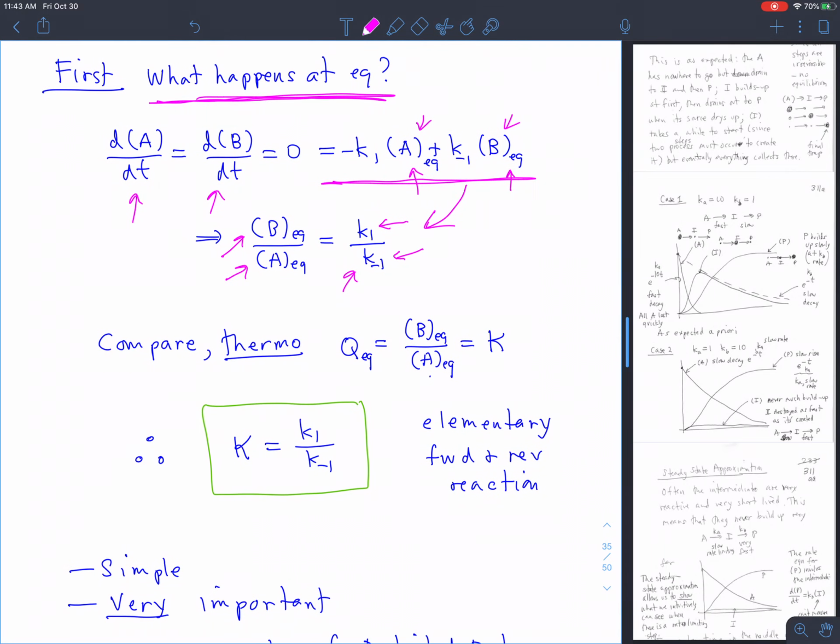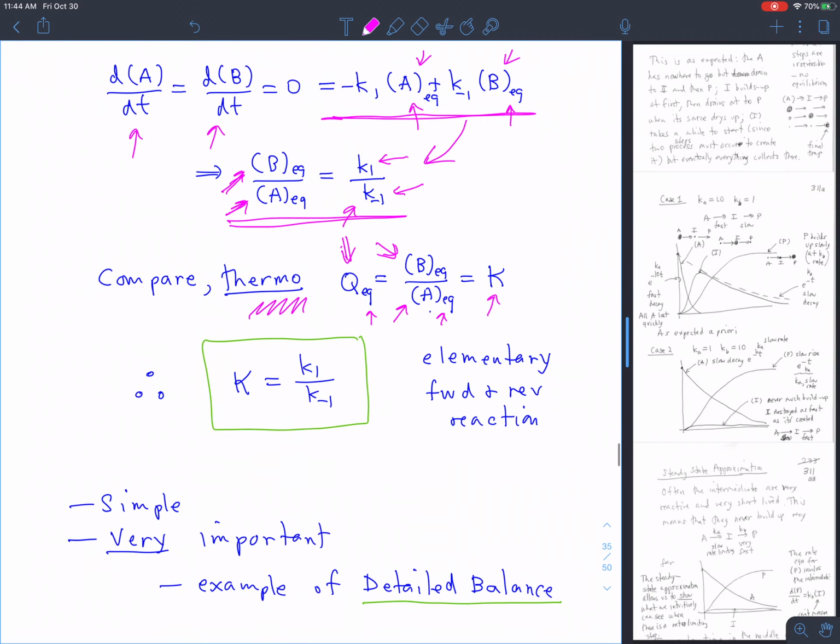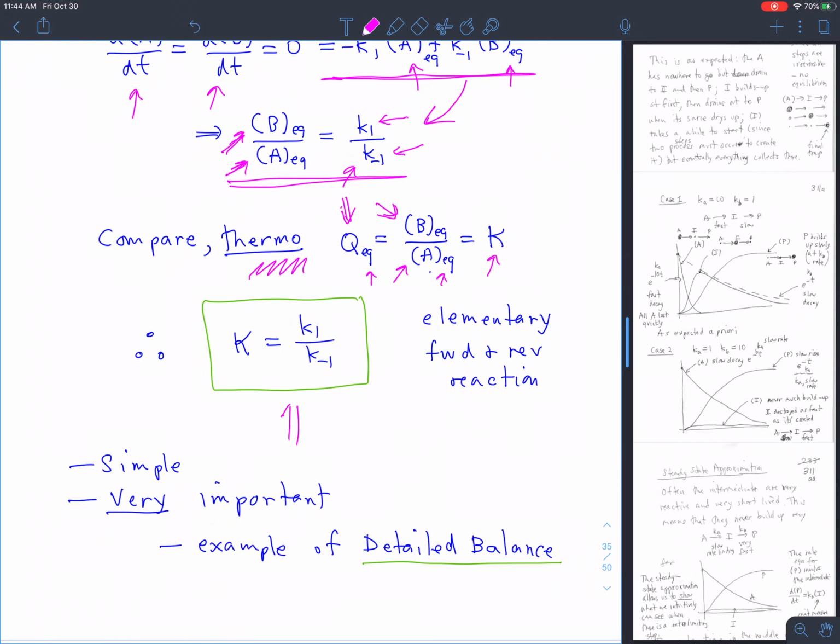So that's nice, but the most important thing about it is notice that the reaction quotient from thermodynamics is also equal to, in this case, if we take the activities to be in molar units as usual, the ratio of the B concentration divided by the A concentration. And if we're at equilibrium, then those will be the equilibrium concentrations. And according to everything we learned from thermodynamics, that should be equal to the equilibrium constant. And so we have a relationship between the kinetics and the thermodynamics.